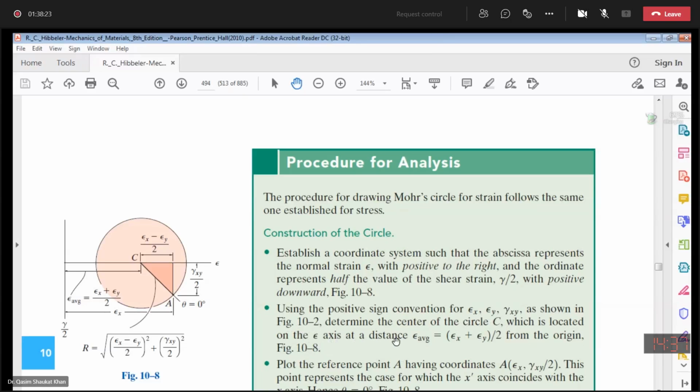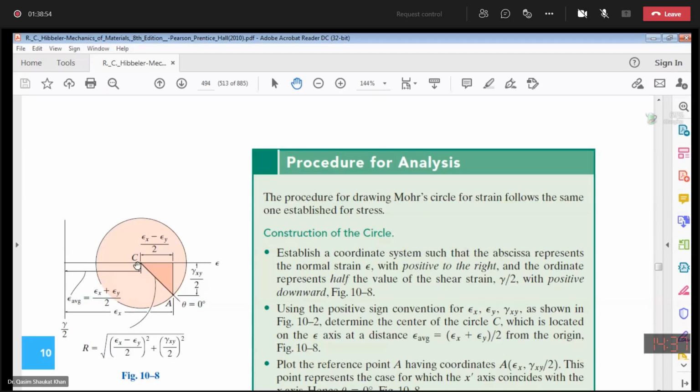So determine the center of the circle C, which is located on the normal strain axis at a distance. What will the distance be? First you have to calculate the average strain, that is sigma x plus sigma y over 2, and the shear strain is 0. So whatever is the average strain, that will be the coordinate of the point C. So you will first mark the center point of the Mohr circle, represented with point C.